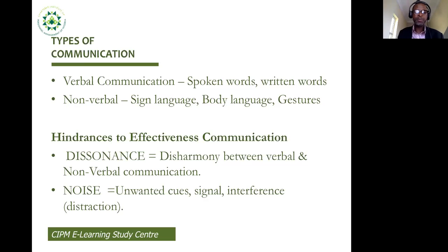So noise is not when you raise your voice. Noise is not when you are speaking at a high decibel. No, noise is anything in communication that interferes with effective understanding or that colors your understanding of what is being passed across. Am I clear on this? Okay. Am I clear on this, please? Yes, sir. Okay, good.